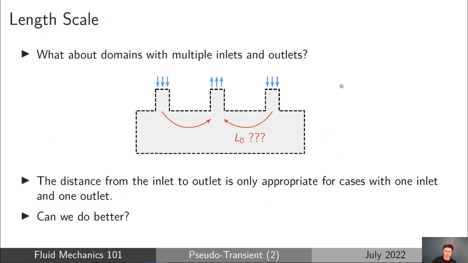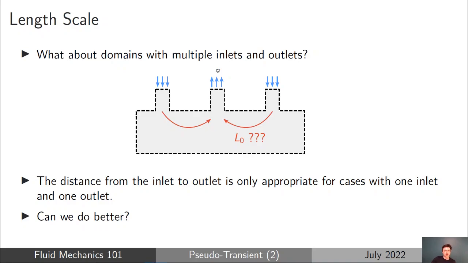Now, this seems like a sensible approach, but remember that for our pseudo-transient approach, we need this to be general and applicable to all different types of CFD domains. And in some CFD domains, we have multiple inlets and multiple outlets. Take, for example, the example that you can see here on the slide, where we've got 2 inlets and then we've got 1 outlet in the middle.